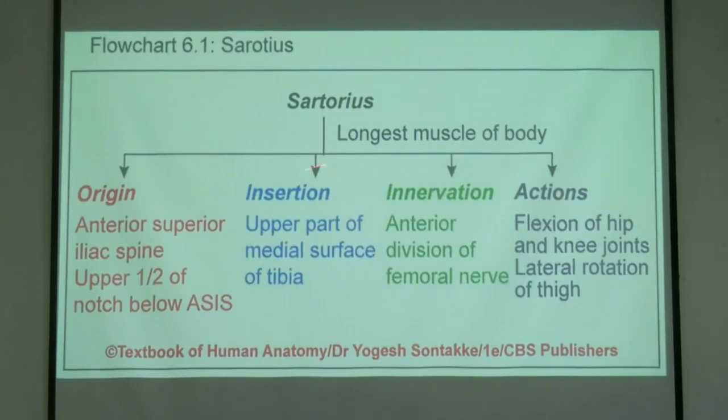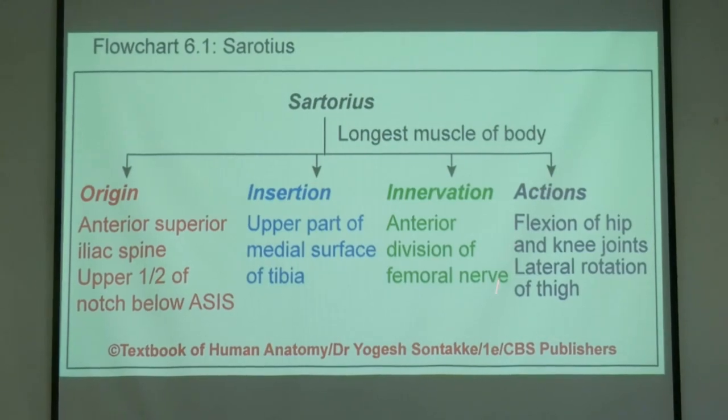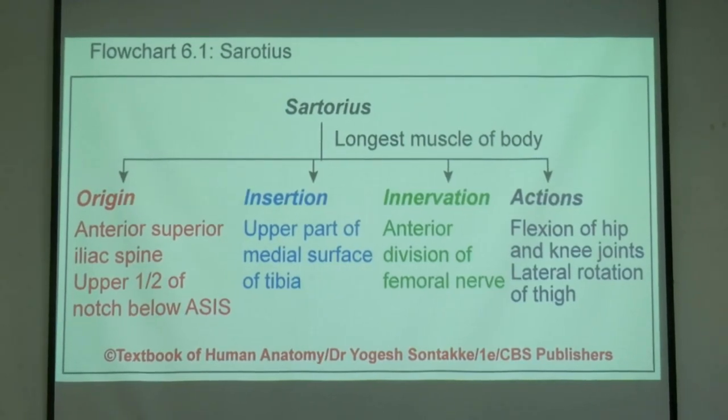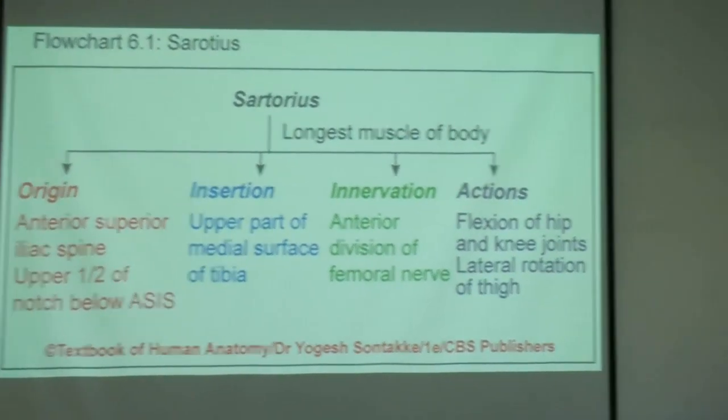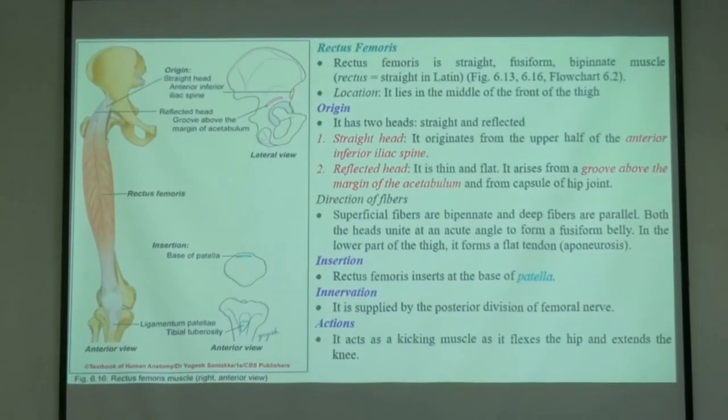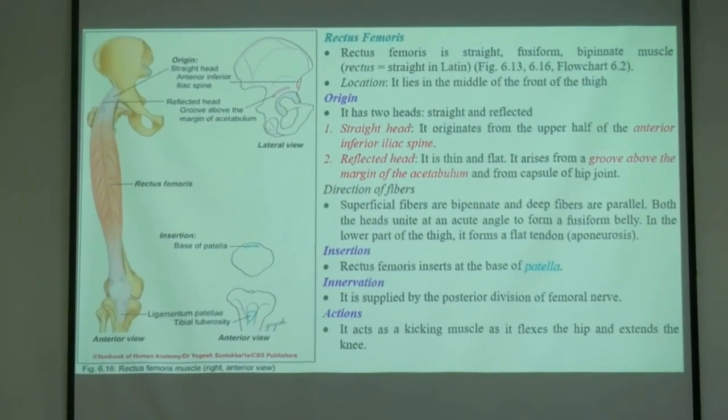So this is the origin, insertion, innervation and action: flexion of the hip and knee joints and lateral rotation of the thigh. So sartorius can be given in your OSPE, and related questions will be asked like origin, insertion, nerve supply, action. You have to write down for 5 marks. It is a very important, very commonly given muscle in OSPE. Next is rectus femoris. All these large muscles can be given in your OSPE.